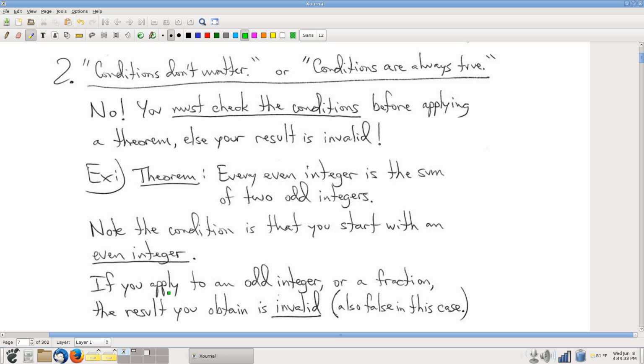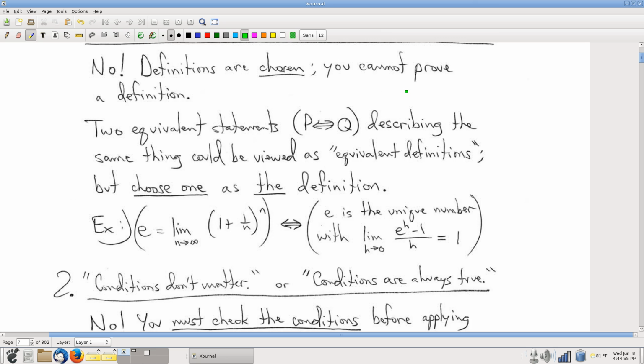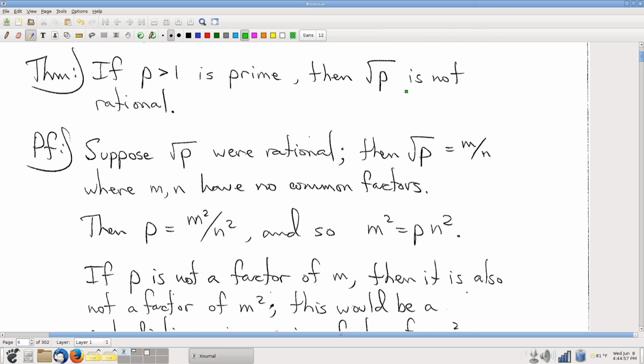Second misconception. Now, I have to admit I've never actually heard students say this, but I see students acting as if they believe that conditions don't matter, or you don't have to bother checking conditions, or they're always true, so why would I bother? Certainly you see students very often simply glossing right over conditions on a theorem. Well, that's absolutely not okay.